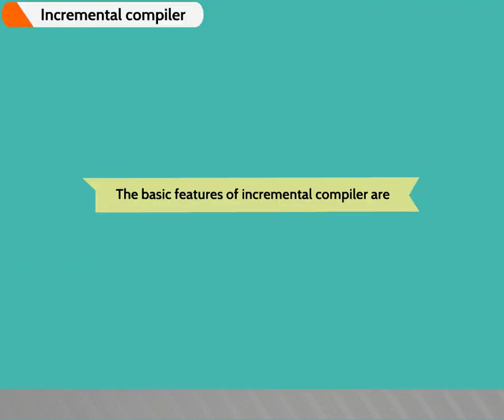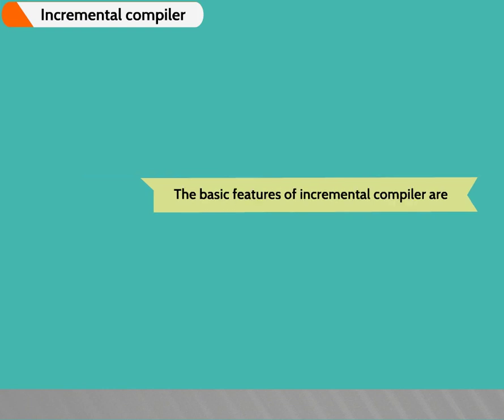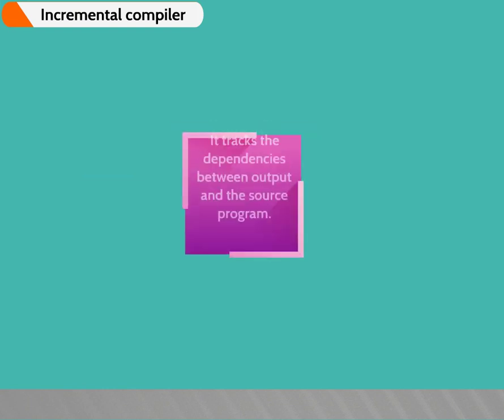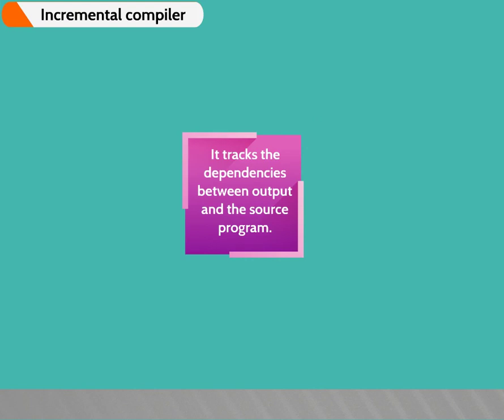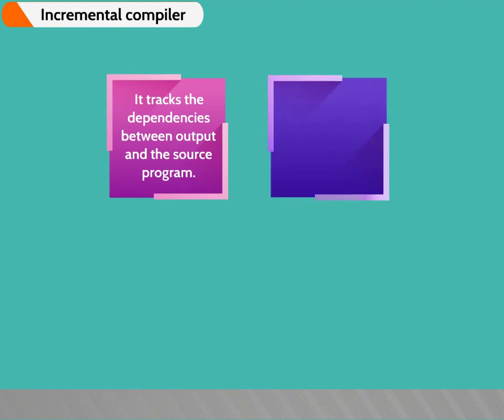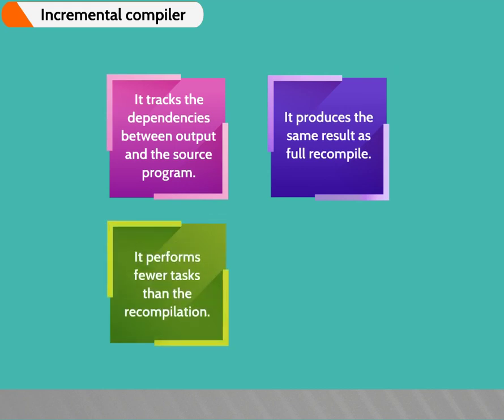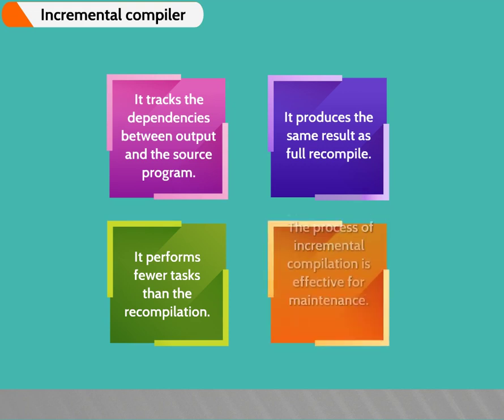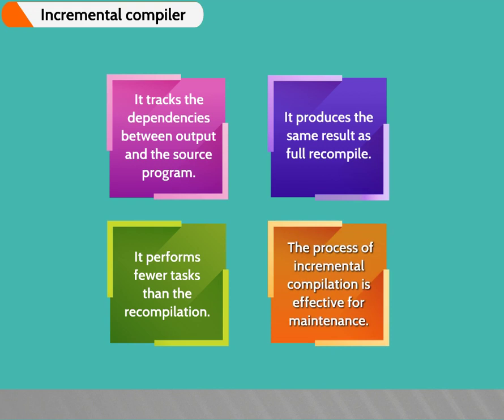The basic features of an incremental compiler are: it tracks the dependencies between output and the source program. It produces the same result as a full recompile. It performs fewer tasks than the recompilation. The process of incremental compilation is effective for maintenance.